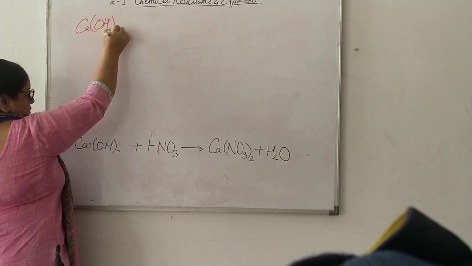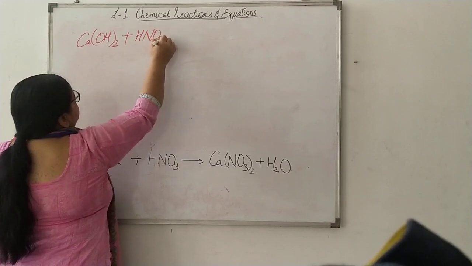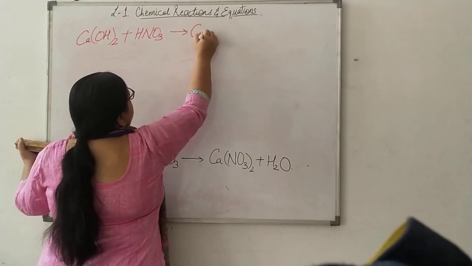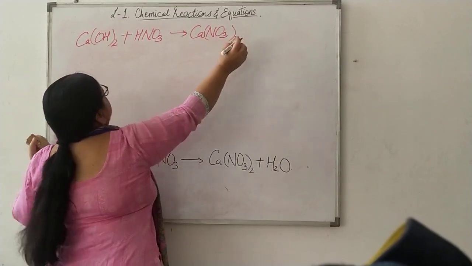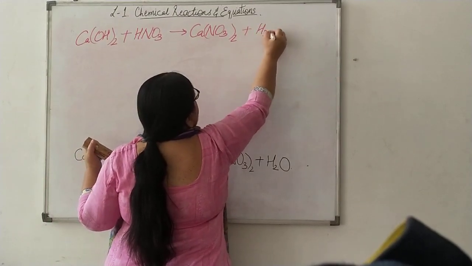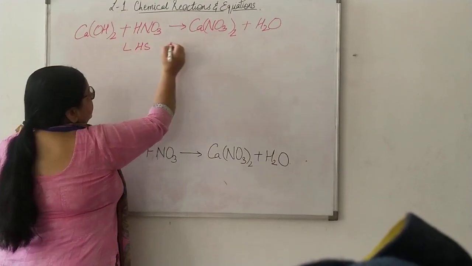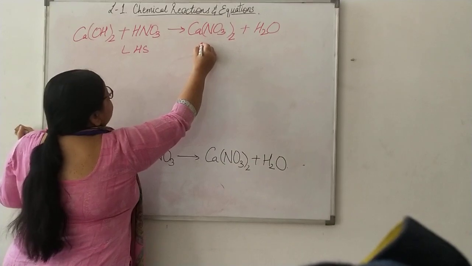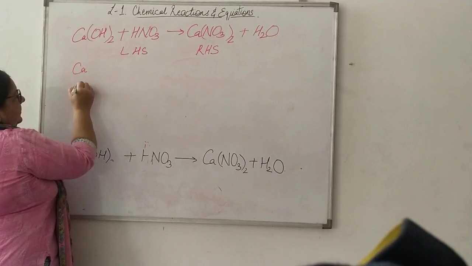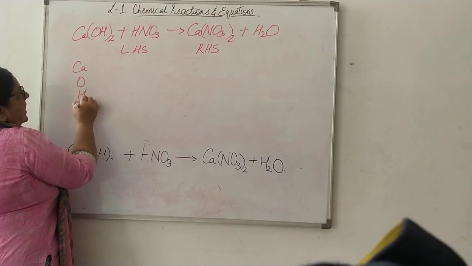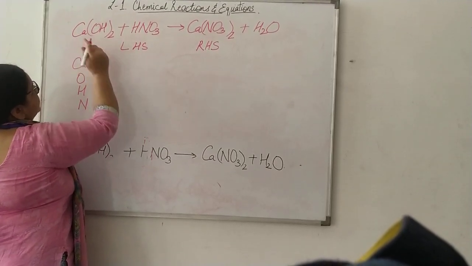Ca(OH)2 plus HNO3 gives Ca(NO3)2 plus H2O. Now in this equation, what do we have on each side? First of all we will write the elements: calcium, oxygen, hydrogen and nitrogen. So how many atoms on this side?